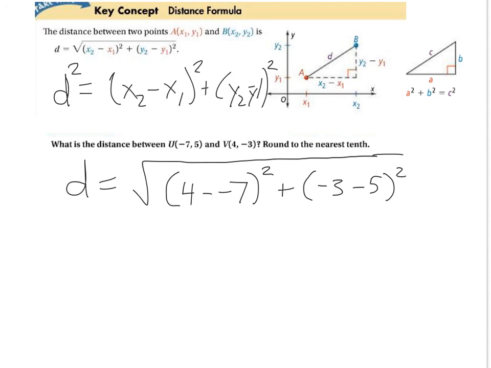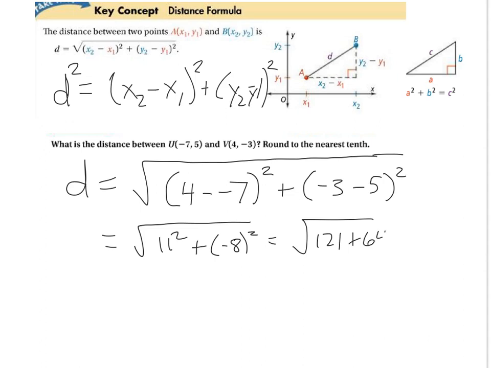So what do we get from this? 4 minus negative 7 is really 4 plus 7, so that's 11. So we're going to have the square root of 11 squared. And then negative 3 minus 5 is really negative 8. So we're going to add to that negative 8 being squared. So 11 squared is 121, and 8 squared is 64. So 121 plus 64, all of that together, is a total of 185. So the square root of 185.